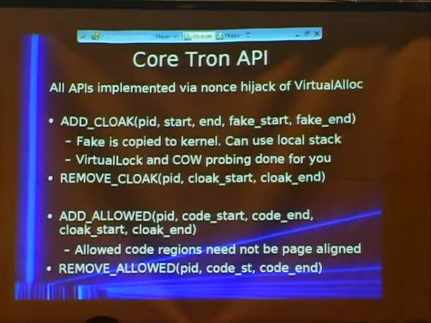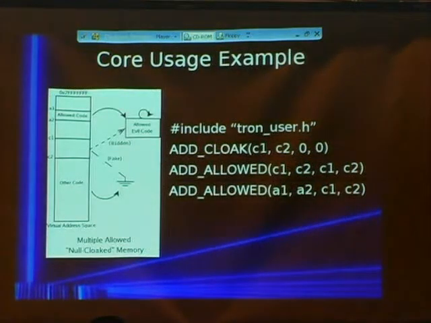Then you have the permissions APIs, which basically provide a range of code that is allowed to access a range of cloak. These addresses need not be page aligned, but the cloak, again, probably should be page aligned to keep yourself sane. And then remove allowed will remove that range of allowed code. And you don't have to worry about cleaning up at process exit. I hooked ZwTerminateProcess, and that eliminates all your cloaks as soon as the process exits, and then they are double checked to be removed when Tron is unloaded.